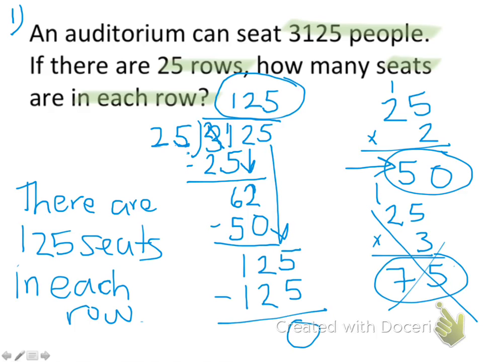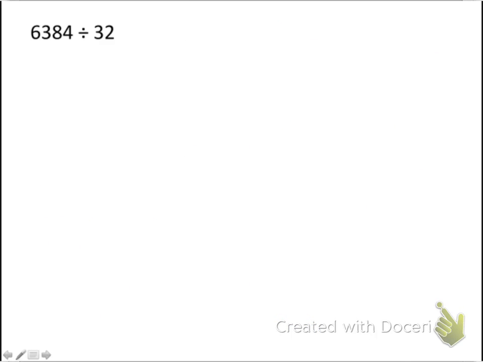This is question number 2. 6,384 divided by 32. And again, you need to write this down in your guided notes, please. So we have 6,384 divided by 32. All right. The first step is to figure out how many times 32 can go into 6.